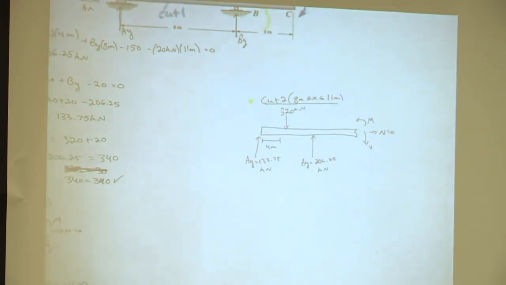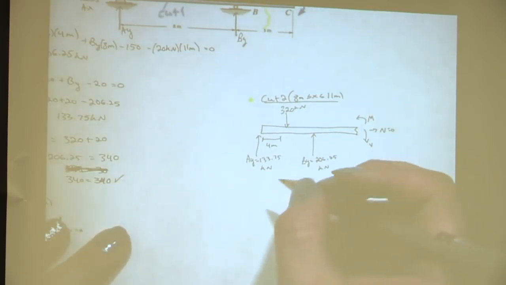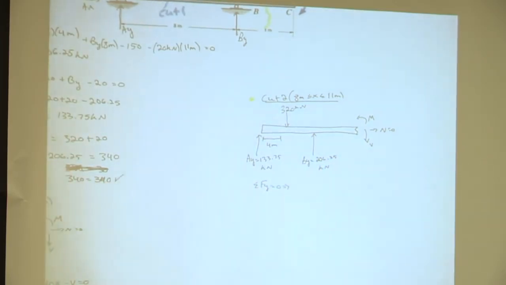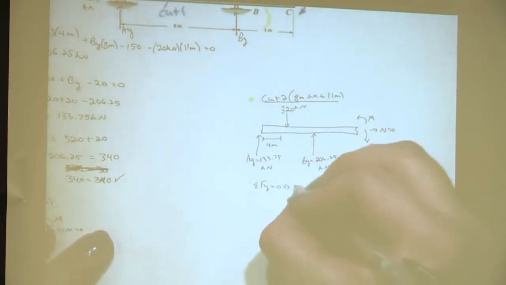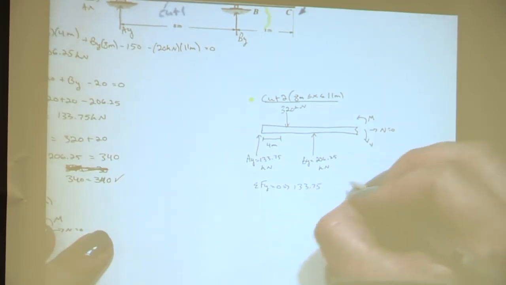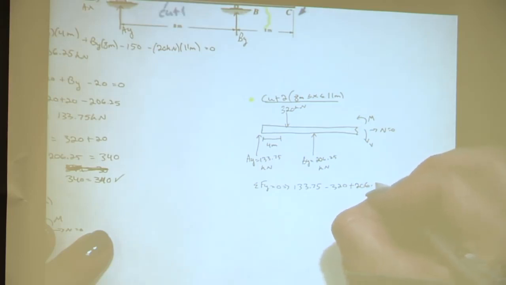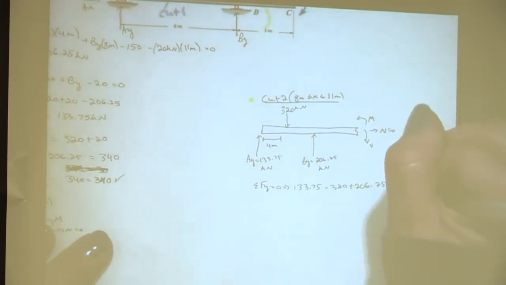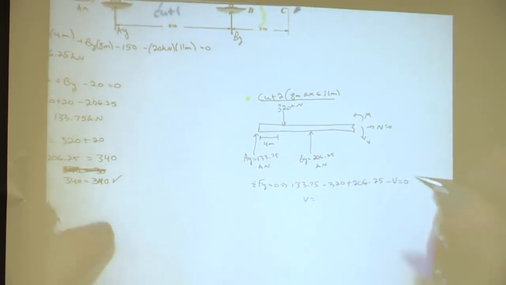Okay, so how do we solve for shear? Sum of the forces in the y direction. Okay, awesome. And how many terms should we have in our equation? Okay, awesome. So which one? So we have 133.75 minus 320 plus BY, which is 206.25. And then what about that V? Is it positive or negative? So minus V is equal to 0. Now what would that give us for our shear equation?